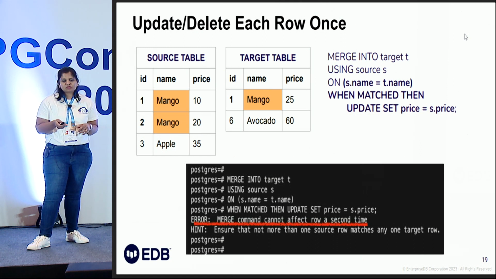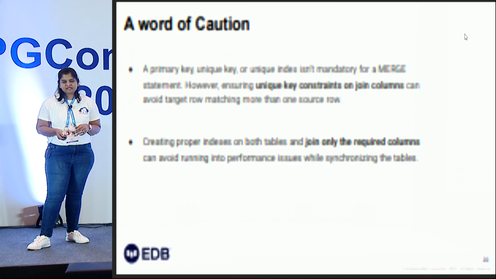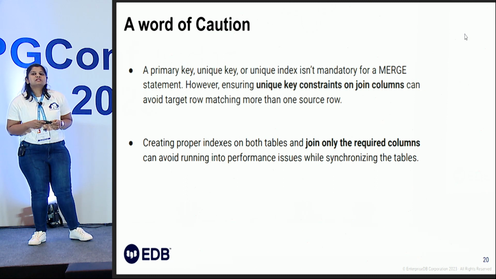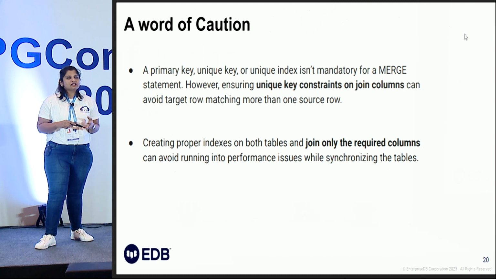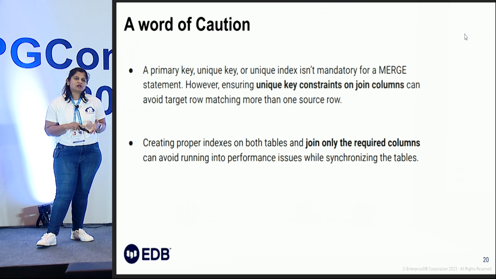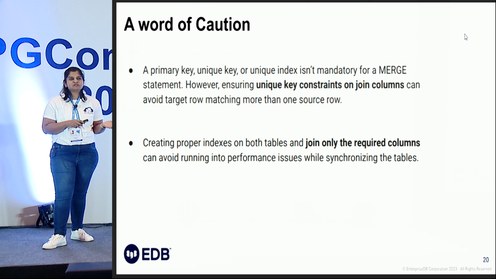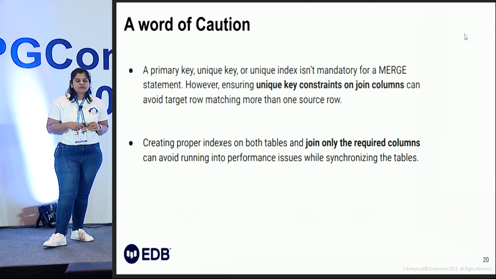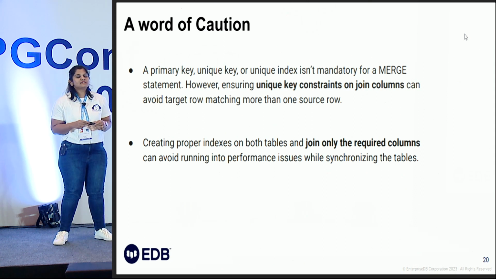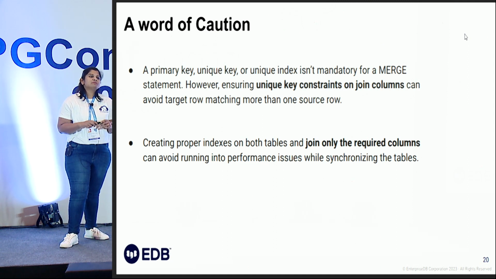So, you need to wisely choose the join columns and also the column properties, like I will be saying in the next slide. Merge does not mandate you to have a unique index or a primary key or a unique key for the join columns. However, having uniqueness constraints on the join columns will keep you from getting into the issue I just explained, that is 2 rows in the source matching a single row in the target. And also creating a proper index and joining only the required columns will avoid any performance issues while synchronizing the tables.